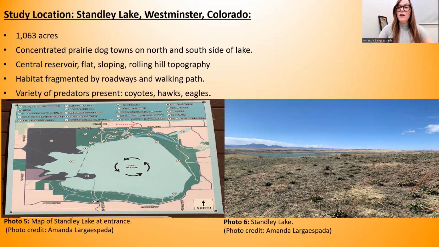There's a road on all 4 sides of the park, and there's also a walking path which people use to ride their bikes, walk their dogs, jog, for example. And there are also a variety of predators within the park, such as coyotes, hawks, and there's actually a secluded eagle habitat as well.